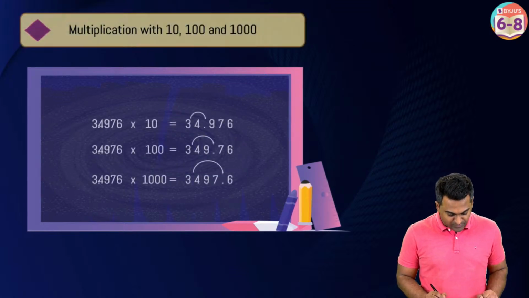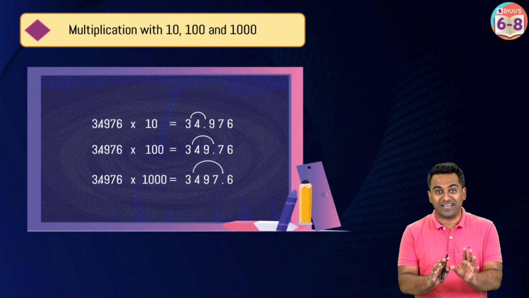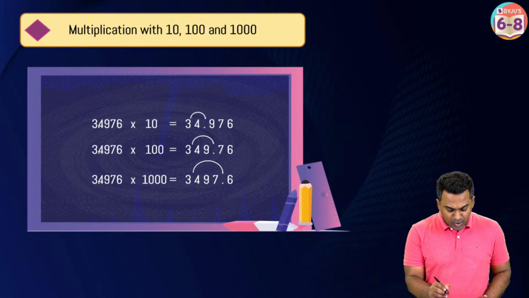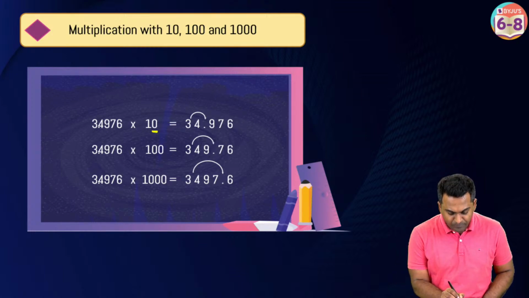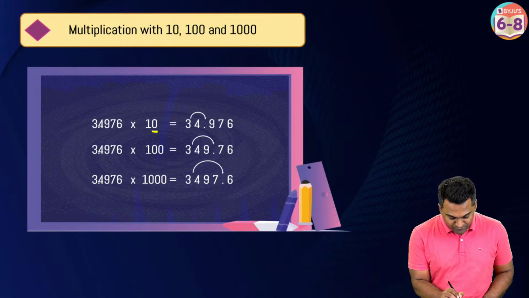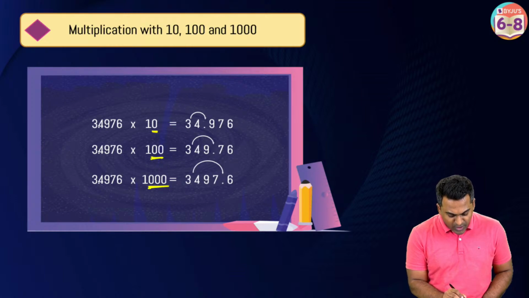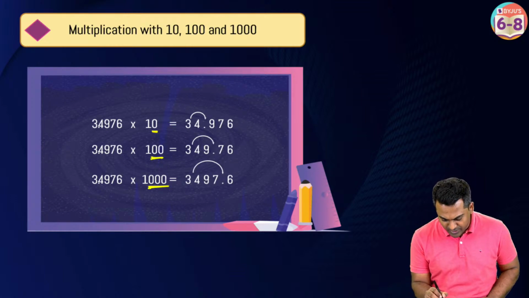Now let's move on and check out the other thing here. Multiplication with 10, 100 and 1000 is going to be very, very important. Whenever you're multiplying with, let's say 10, you just have to focus on the number of zeros. How many zeros are there here? 1. So you will move the decimal point to the right 1 time. If there are 2 zeros, you will move the decimal point to the right 2 times. If there are 3 zeros, you will move it 3 times. That's it.